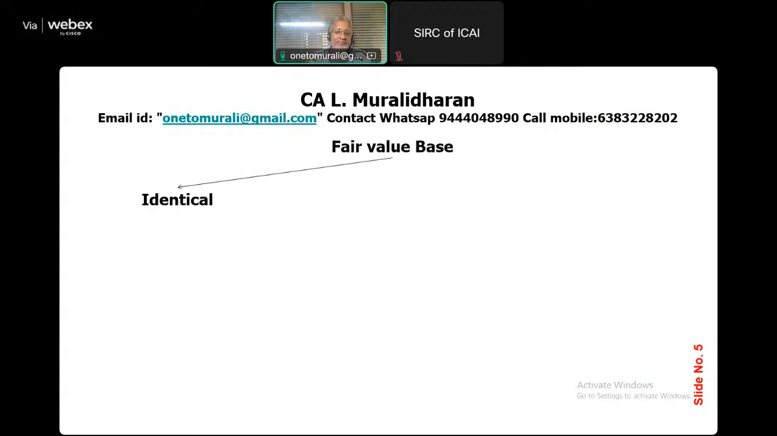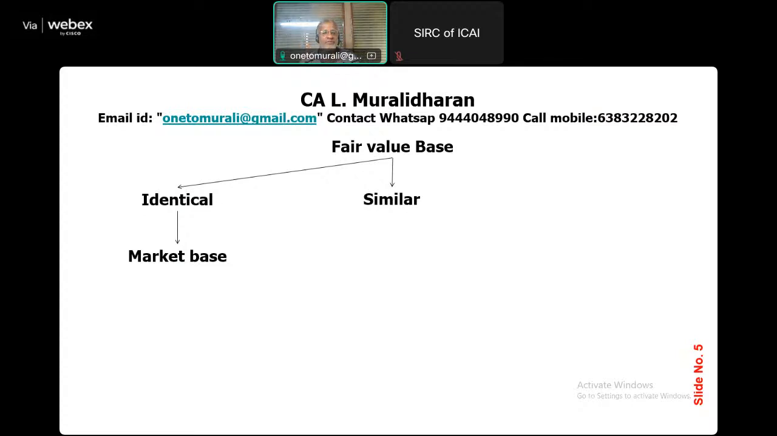Fair value base. The item that you are effecting for sale could be identical with another one that I have. Supposing I am having 500 shares of Reliance company and I want to know the price. How do I check? Similarly, Reliance shares are available which are identical. That price is going to be the price here. So that is a market base, and this one you call a Level 1.